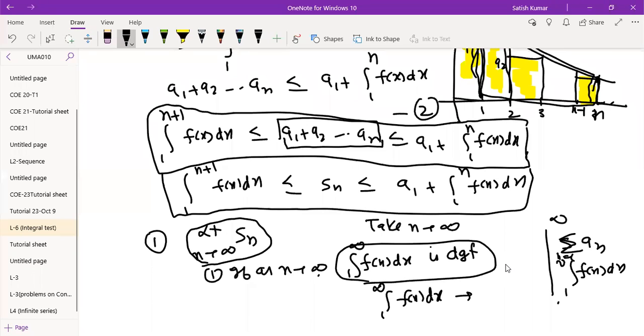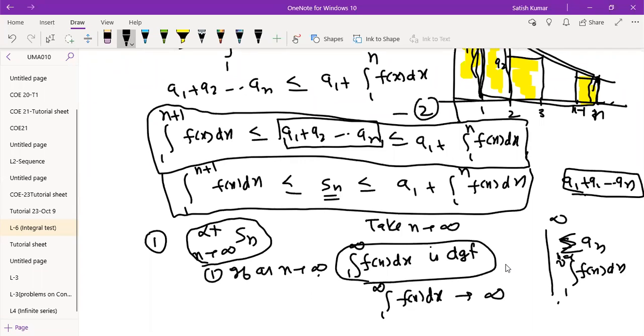So when, in the starting, you claimed a1 plus a2 and so on, all these are positive terms. So the sum of positive terms cannot be negative. So that means this sum is divergent only because of one case: this integral is having infinite value. If this integral is having infinite value, now see, this sum Sn is less than or equal to a1 plus the integral from 1 to infinity of f(x) dx.